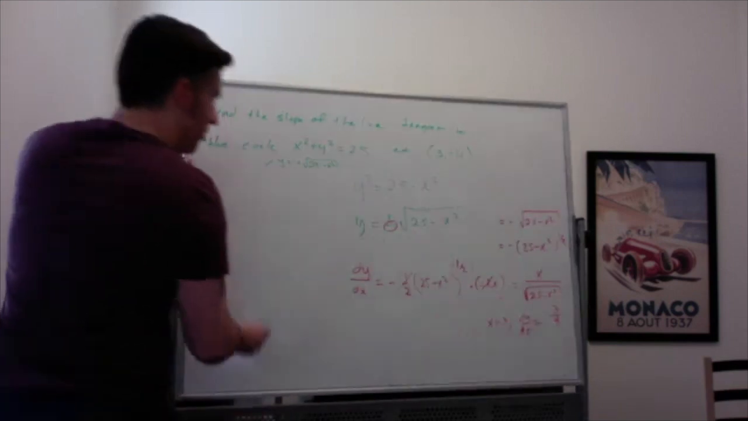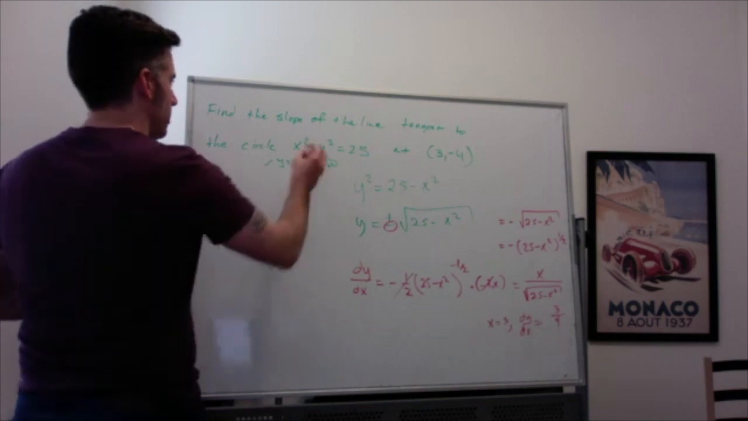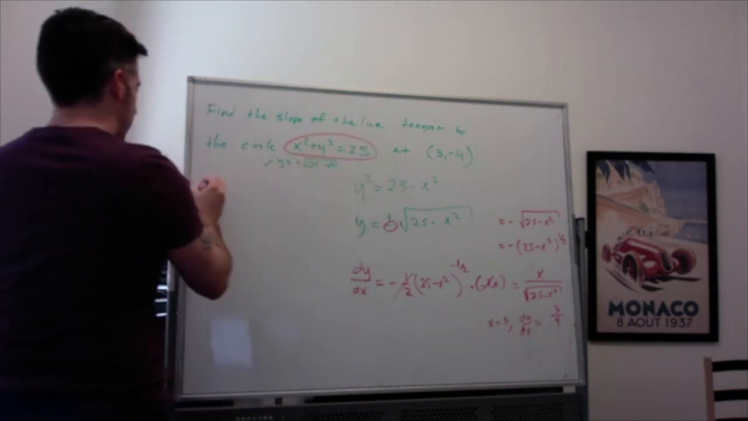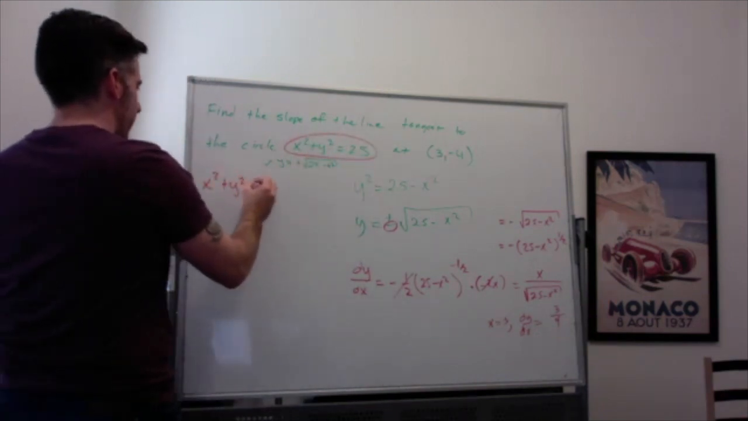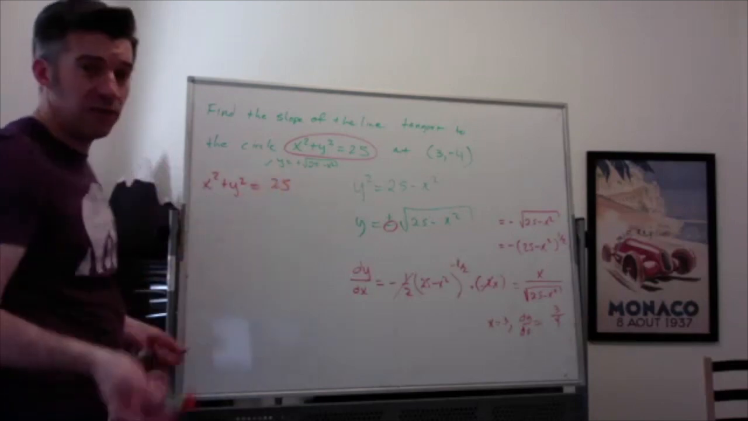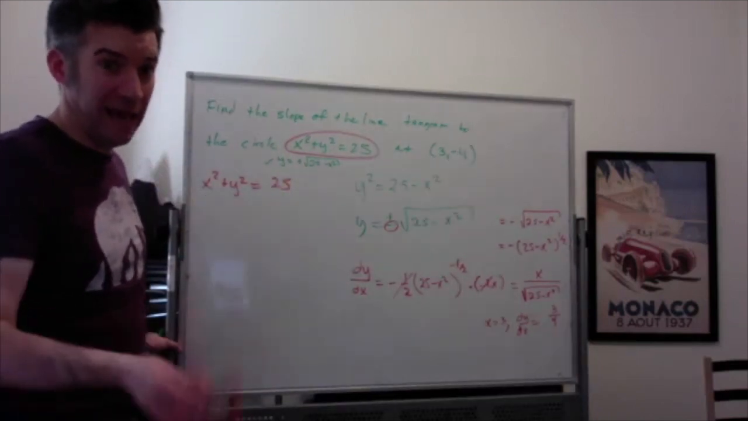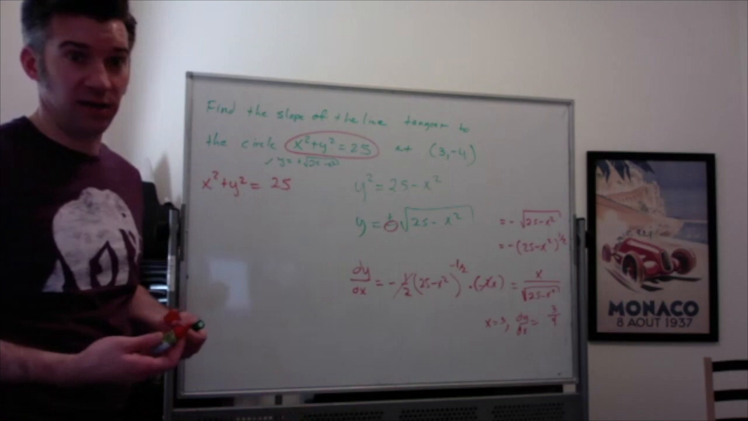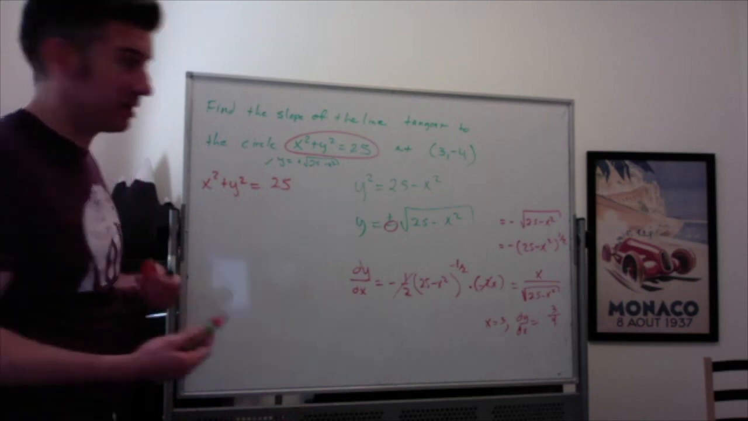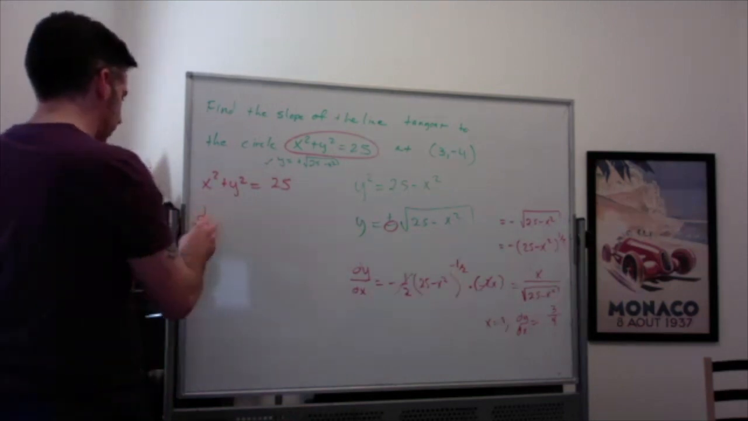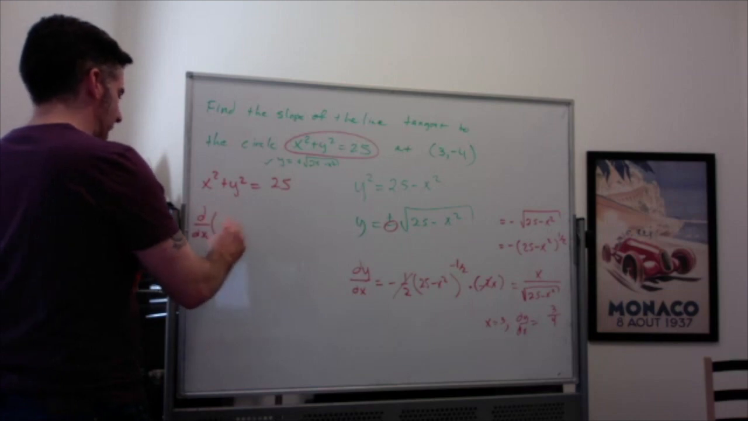I'm going to say, well, let's just take this equation, x squared plus y squared equal to 25. And let's differentiate both sides with respect to x, right? We're still trying to find the slope of the tangent line, but still differentiating with respect to x. I'm going to find the derivative with respect to x of both sides.